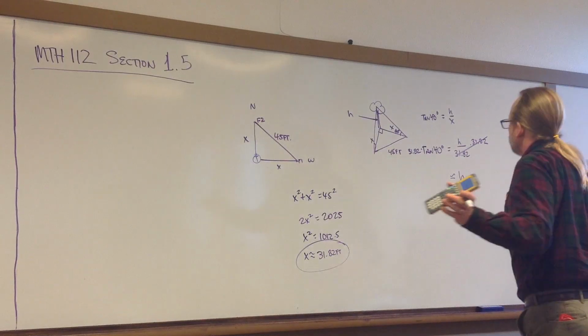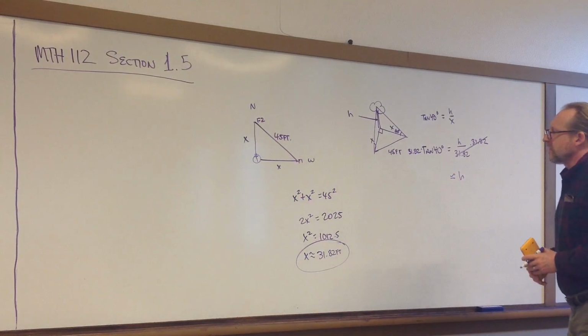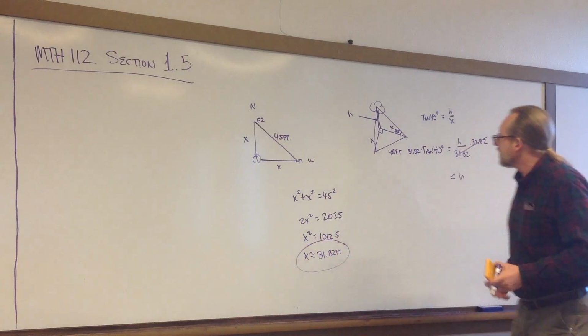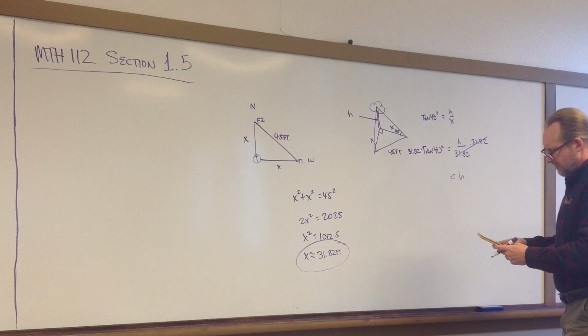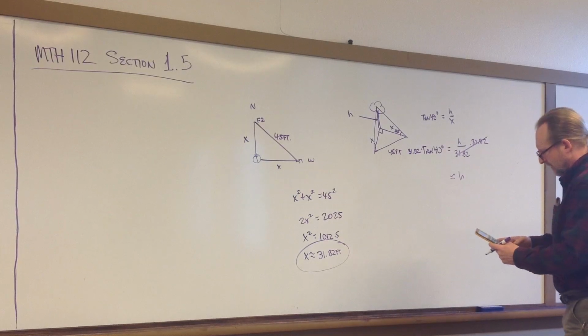So again, I've got the full value of this 31.82. It's the square root of this number right here. Still got it on the calculator. I'll just go times tangent 40 degrees. 26.7.